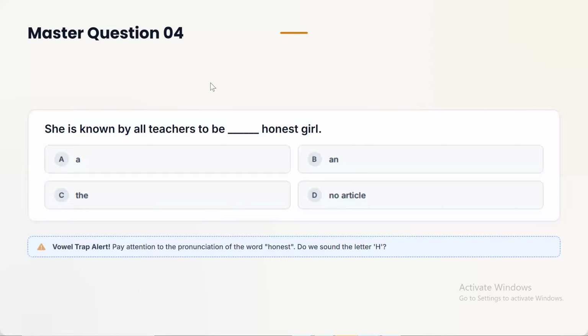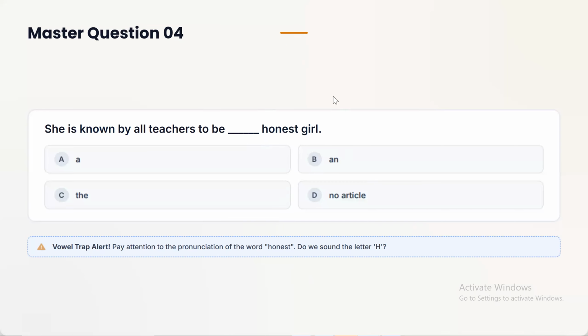Honest? Because some people will simply look at it. Honest is H, so this is a consonant. Yeah, the spelling is a consonant. Why is it not A? Like you have told us, Ma, if you are to pronounce the word honest, the H is silent. So it's the O, the second letter, that is pronounced first. The H is silent, so that makes it take a vowel sound. Therefore, the right article for it is an.